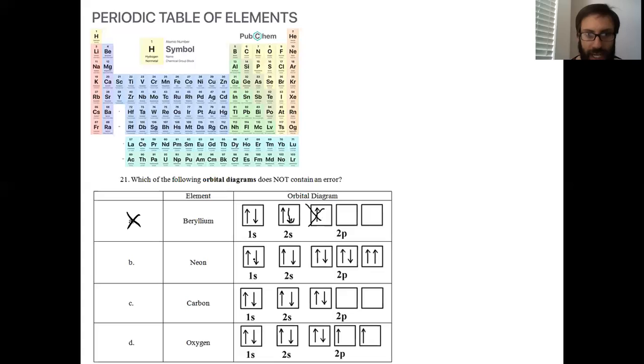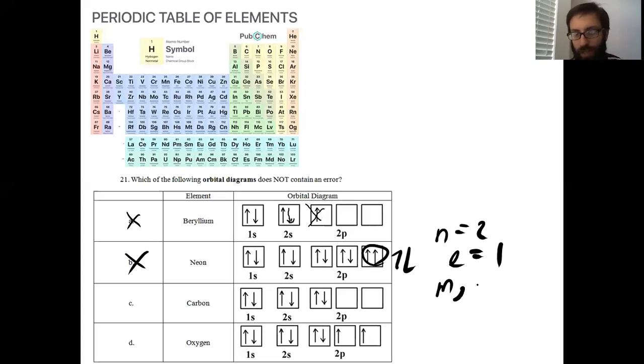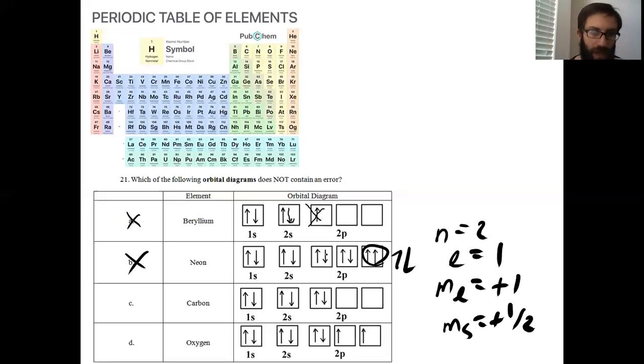Okay. Neon, up, down, up, down, up, down, up, down. What the heck? No, needs to be up, down. That's wrong. Can't have two electrons with the same quantum numbers. These would both be spin up. What would the quantum numbers be for both of those electrons? N equals 2, L equals 1, because it's a p orbital. M sub L, you could give it whatever you want, but it's going to be plus 1, 0, or negative 1. Let's call it plus 1. And both of those would have plus 1/2 because they're spin up. Can't do that. You have to have one of them plus 1/2, one of them minus 1/2.